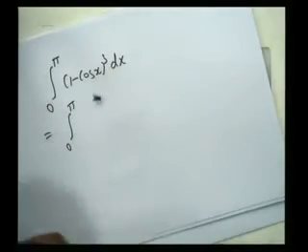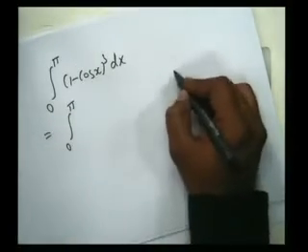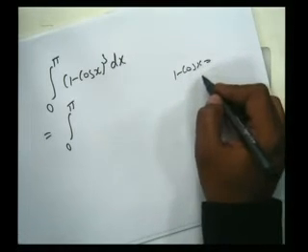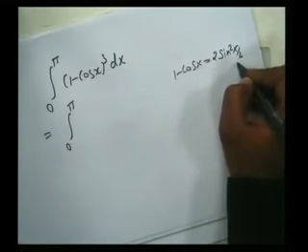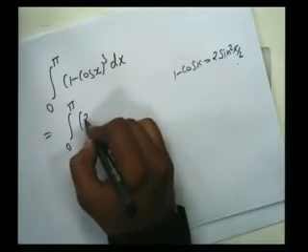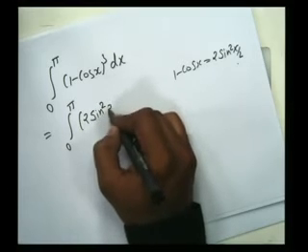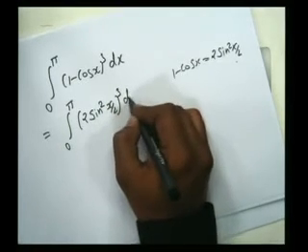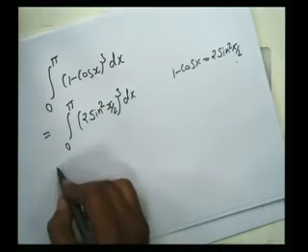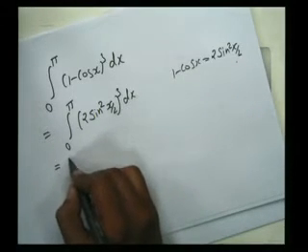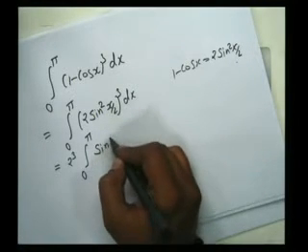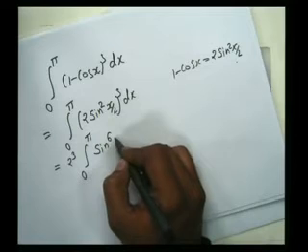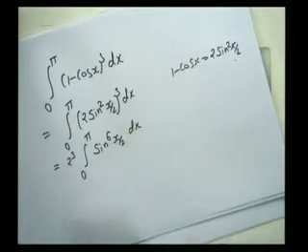0 to pi, 1 minus cos x. We have one trigonometric identity: 1 minus cos x is equal to 2 sin square x by 2. So we can write here (2 sin square x by 2) cube dx, which is equal to 2 raised to 3, integral 0 to pi sin raised to 6 x by 2 dx.